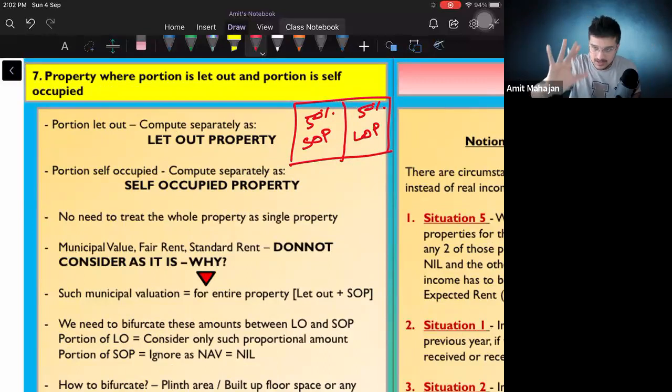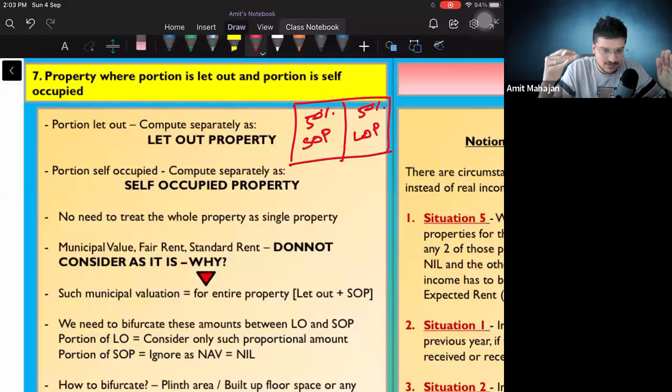If it is related to point number 7 where a portion is let out and a portion is self-occupied, I want to see 2 different computations in your answer. The first computation is going to be for self-occupied property and the second computation is going to be for let out property. Logically, just think and tell me, what will come in self-occupied property? Why will I do any computation for self-occupied property? Anyway my NAV is going to be 0, right? Then why will I do this computation? Only for one thing I will do the computation. What is that? NAV 0.